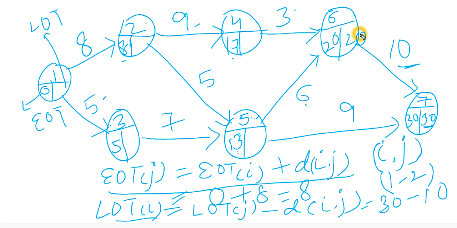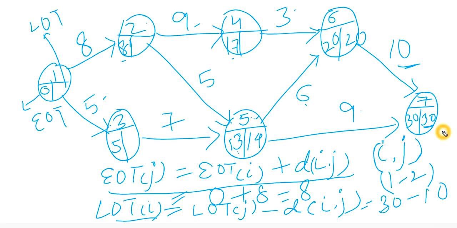Now the point is, I have to move to 5. To reach 5, I have two ways. Either I can come from 6 or from 7. So here I will choose the shortest way because I'm moving backward, right? Now 20 minus 6 is 14, and 30 minus 9 is 21. So here I will choose the shortest path. So 20 minus 6, 14, I will pick.